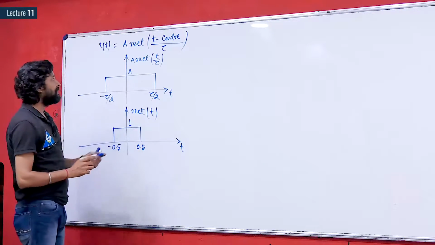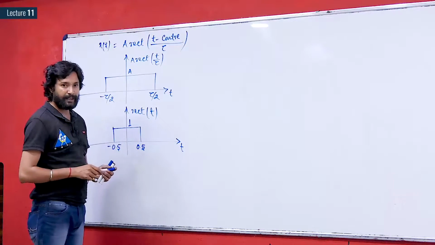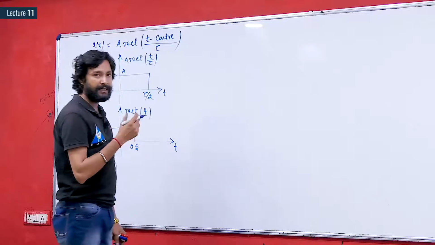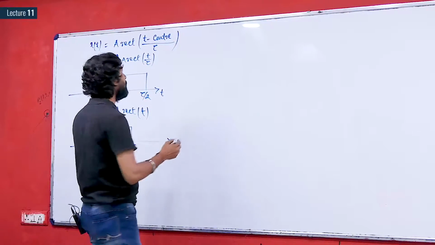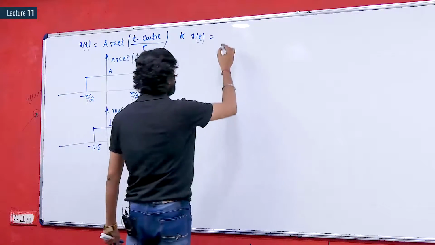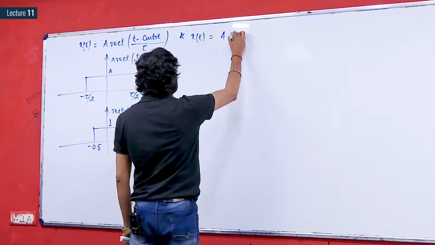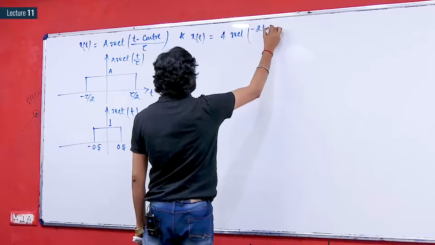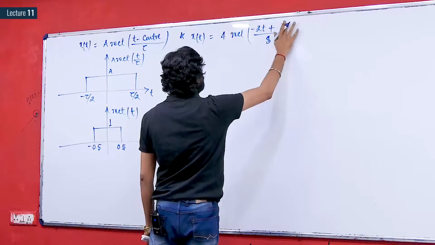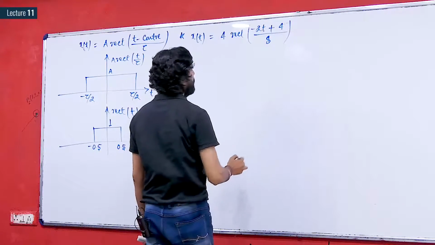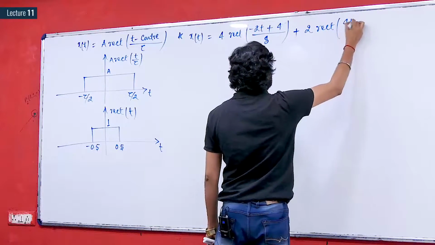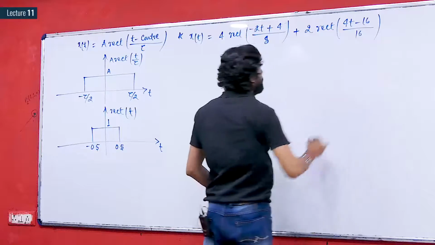Now we are going to use this representation to identify the representation for a given plot. Before this, we can practice on one more signal to see the representation of a rectangular function. Say we have a signal x of t, which is the addition of two rectangular functions. Say we take 4 rectangle of minus 2t plus 8 divided by 4, or we can take minus 2t plus 4 divided by 8, and plus another signal, 2 rectangle of 4t minus 16 upon 16. We have to add up these two rectangular functions.